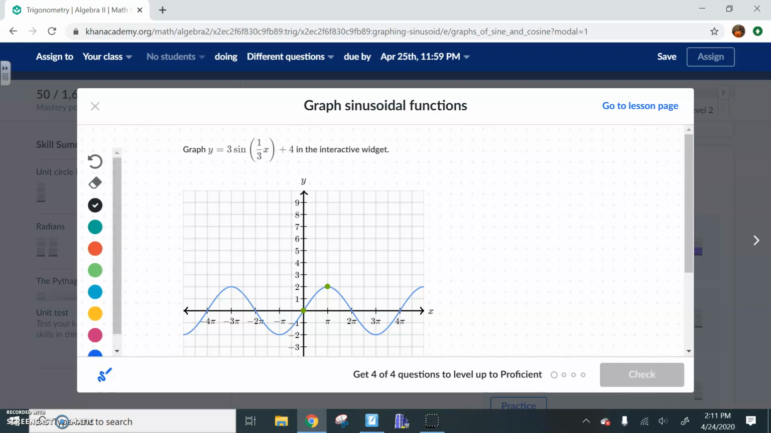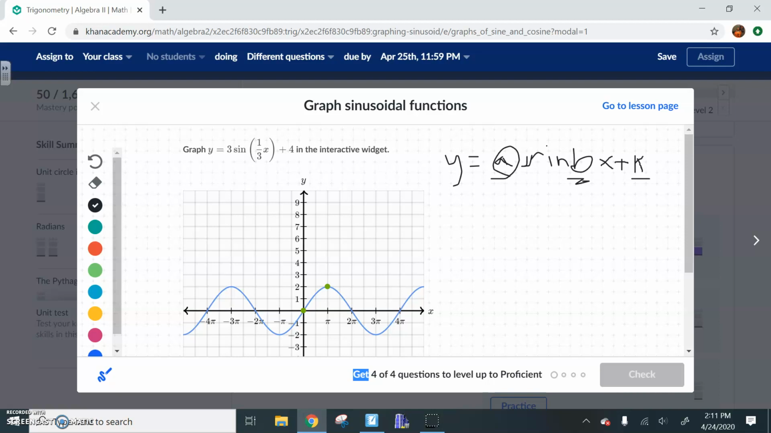So if I remember, y equals a sine bx plus k. Okay, A is that amplitude, B is the period, and K is that vertical shift.